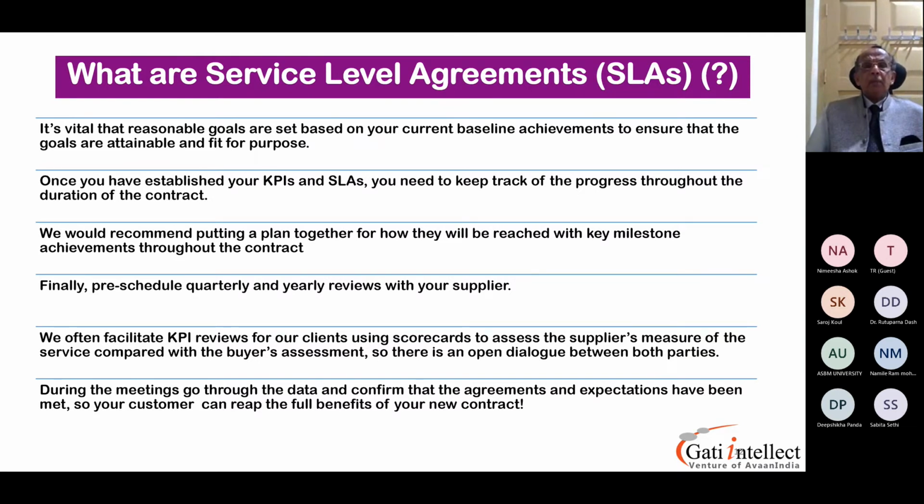Once you have established your KPI and the service level agreements, you need to keep track of the progress through the duration of the contract. And how do you measure the progress of the contract? Through balanced scorecard. Okay, we would recommend putting a plan together for how they will reach key milestone achievements throughout the contract. So it's better to integrate your KPIs in the service level agreements itself as well. Finally, pre-schedule quarterly and yearly reviews with your supplier.